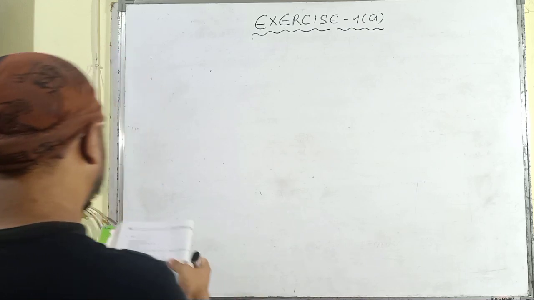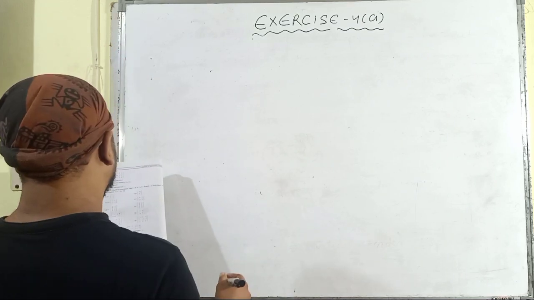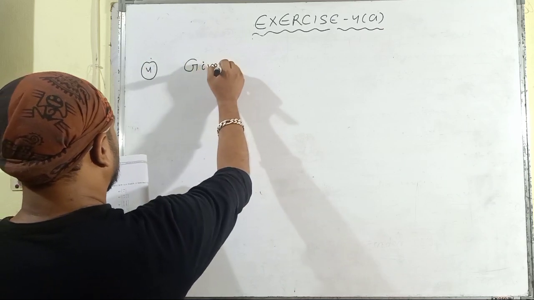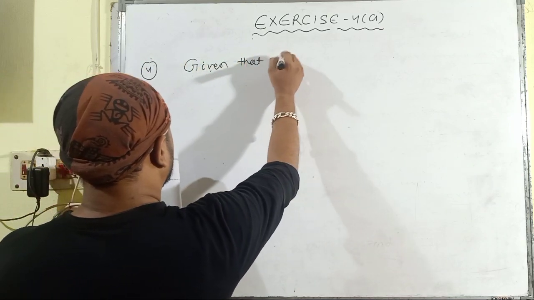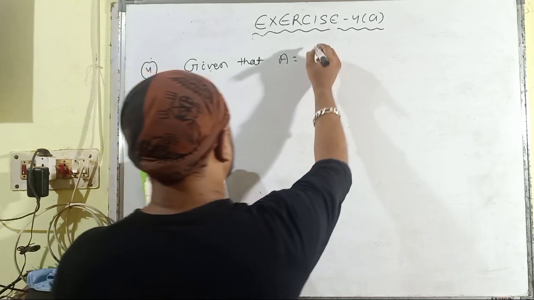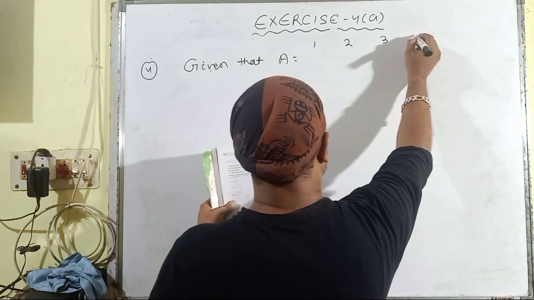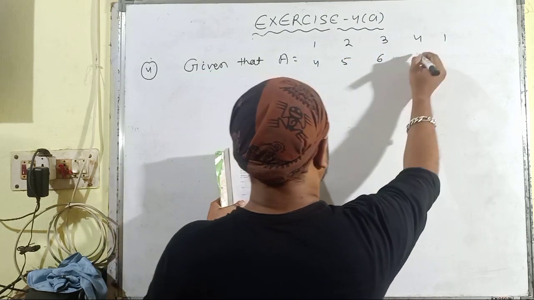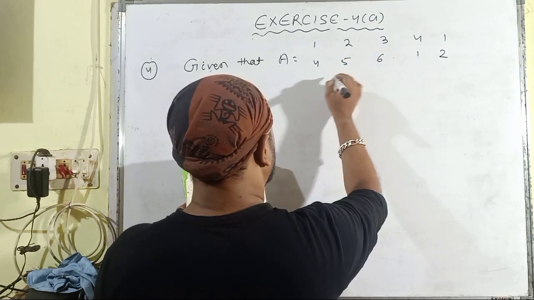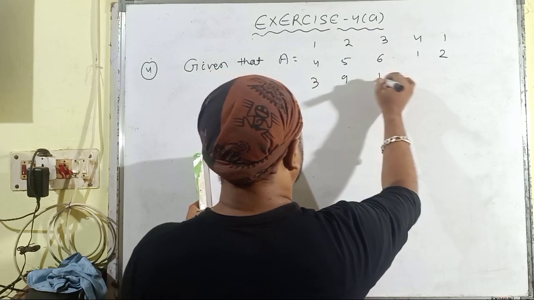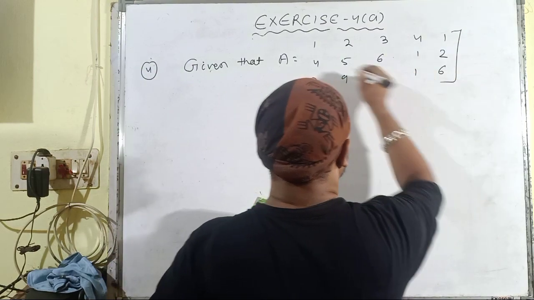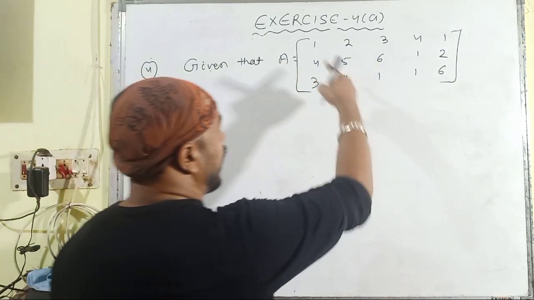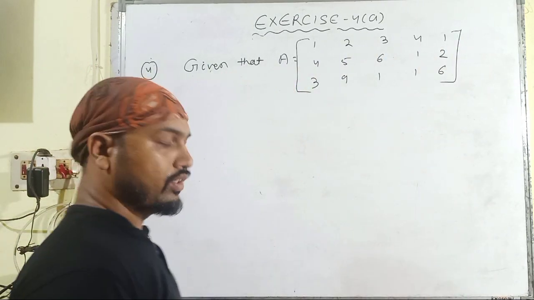So here it is the fourth one. First of all, we have to write down the given matrix. Given that A is equal to 1, 2, 3, 4, 1. Then it is 4, 5, 6, 1, 2. Then it is 3, 9, 1, 1, 6. The given matrix A contains 3 rows and 5 columns.